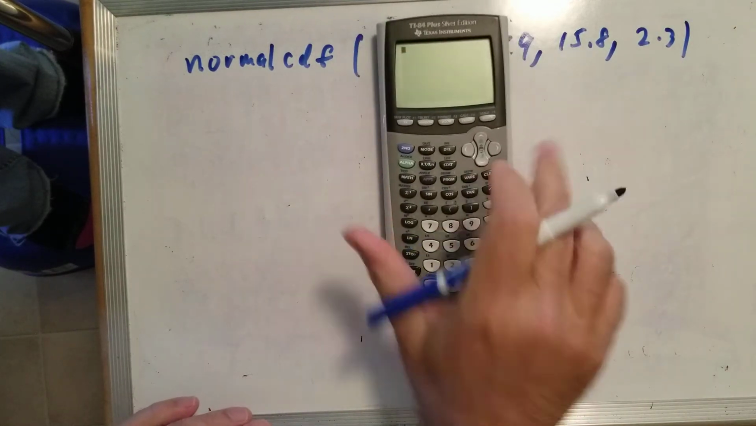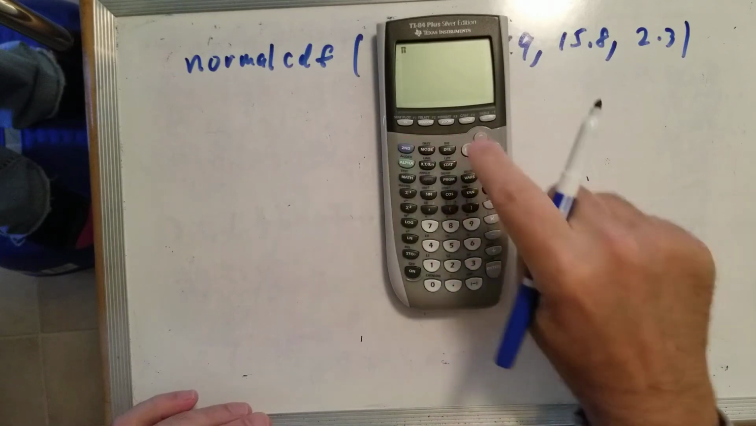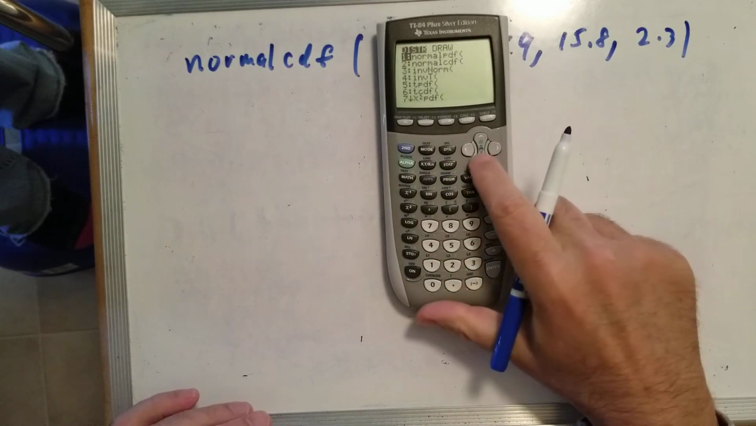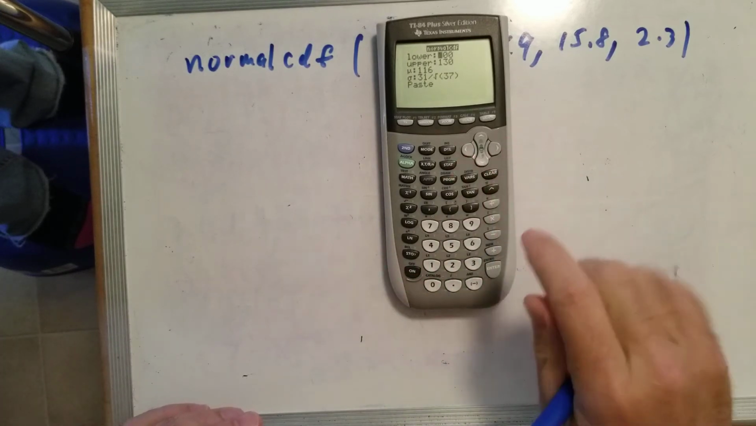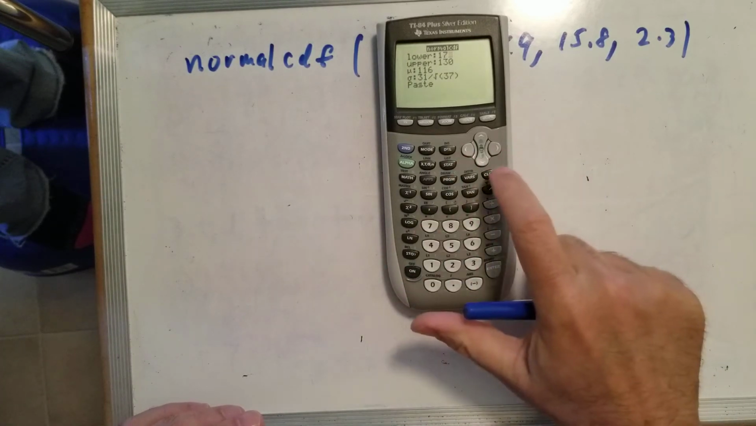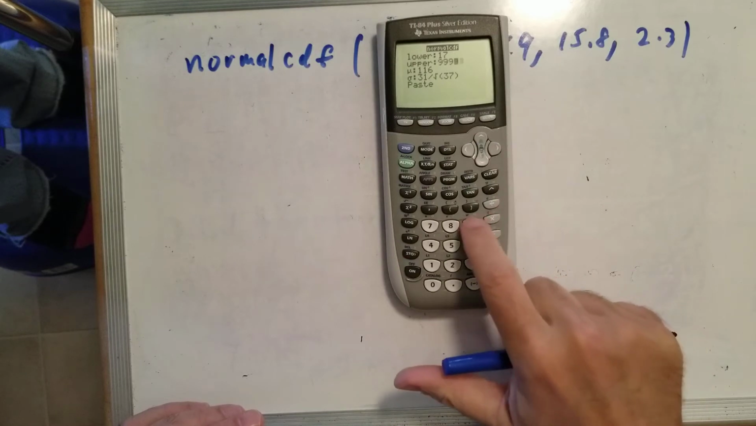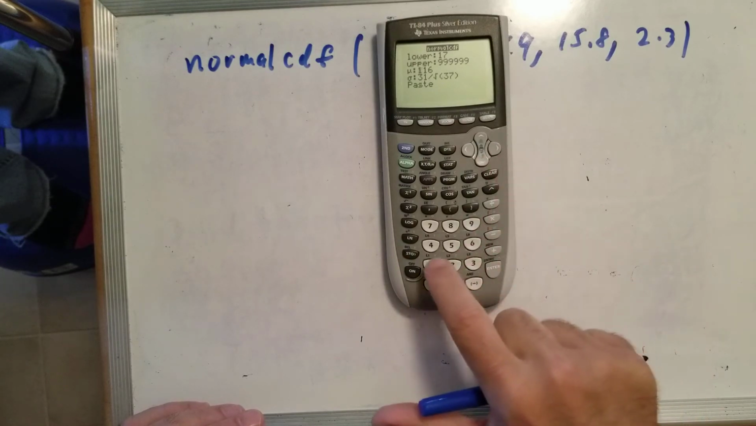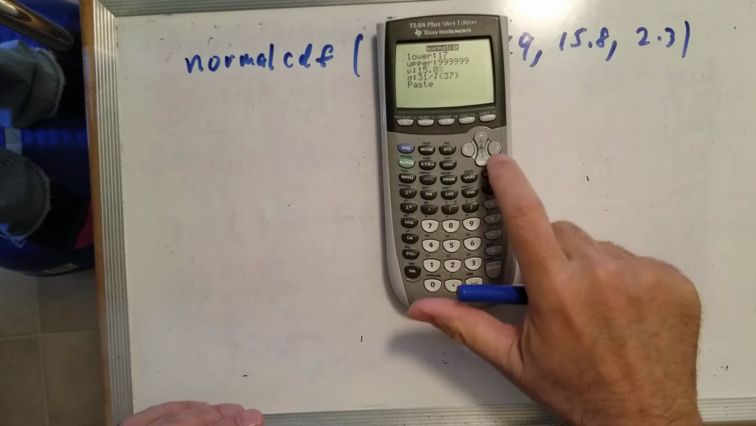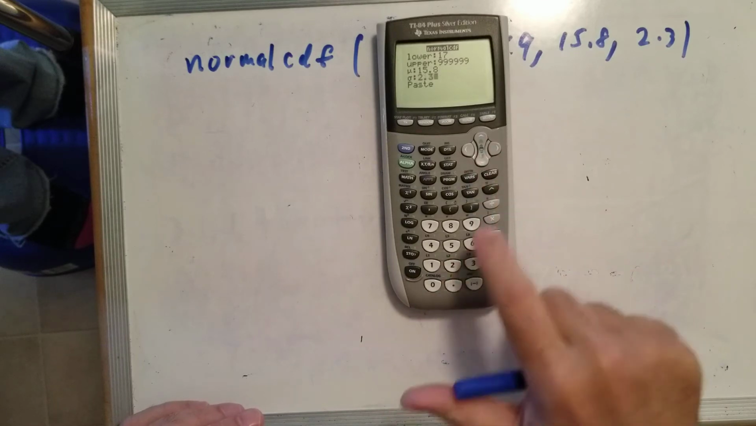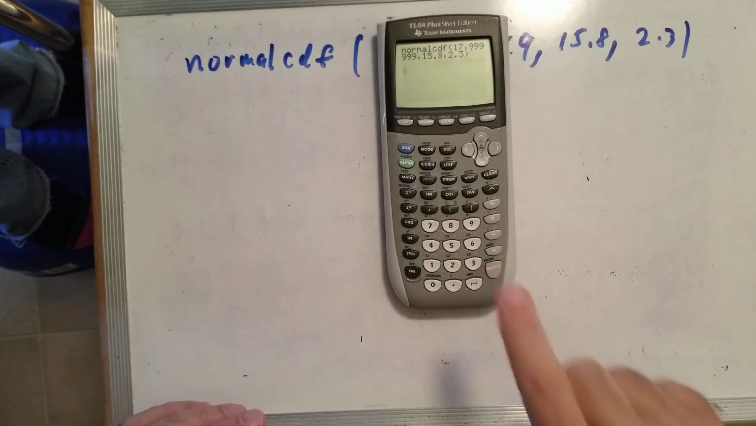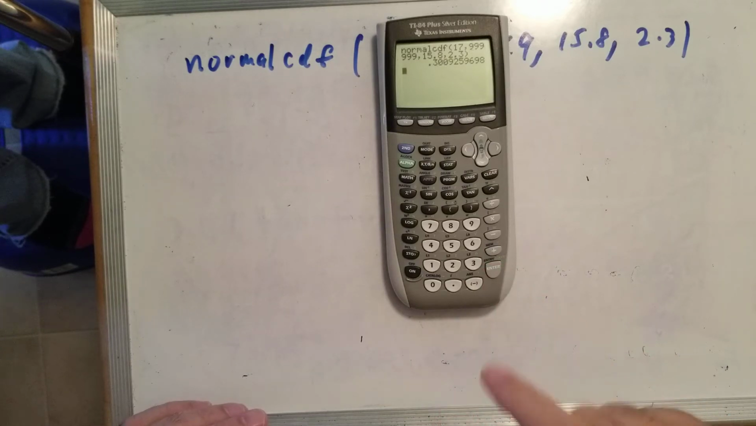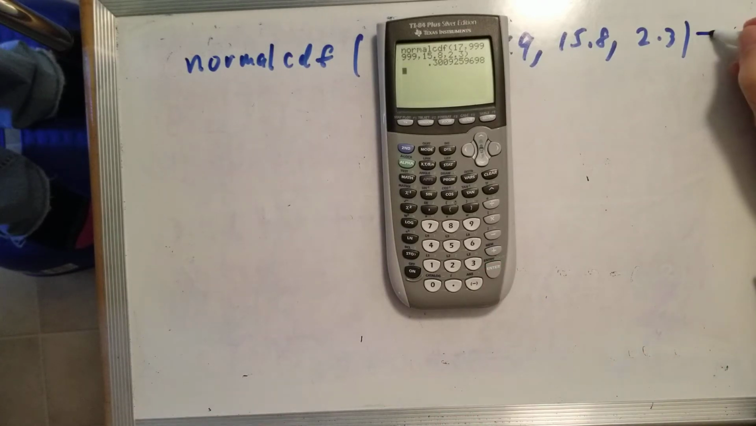On the calculator, I'm going to normal CDF, and my stat wizard is on. So the low x is 17, the high x is 999999. The mean is 15.8, and the standard deviation is 2.3. And when I hit the magic button, about 0.301 to 3 decimal places.